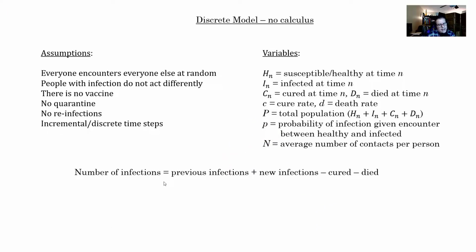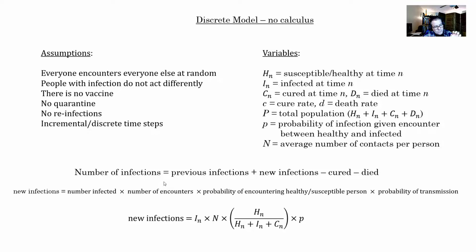To calculate how many new infections we'll have in the total number of infections that occur in the model, we'll look at it as the sum of the number of previous infections plus any new infections, minus the number of people that have been cured and minus the number of people that have died. So just calculating the number of new infections, what we'll do is make that proportional to the number of people that have an infection and the number of people that don't.